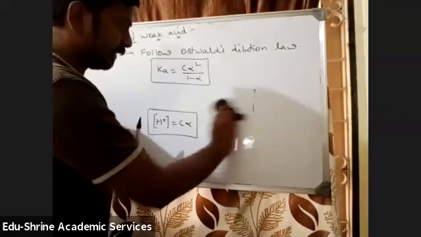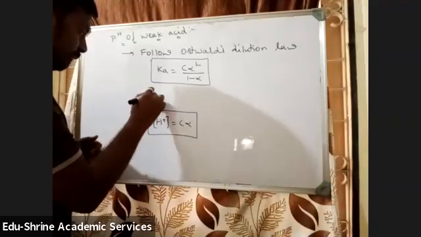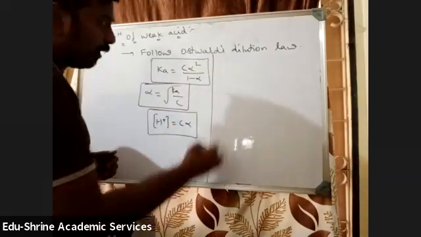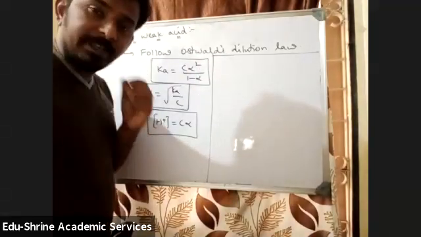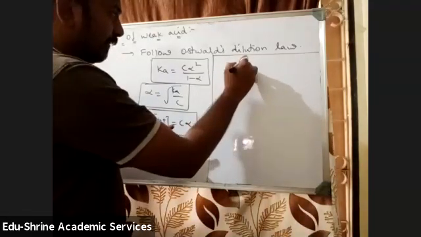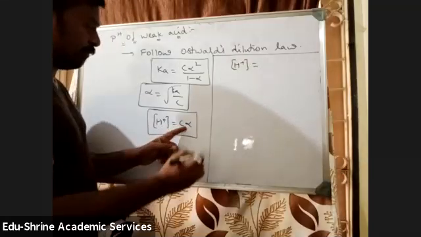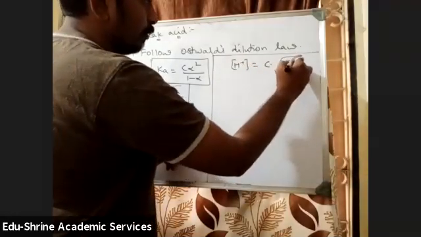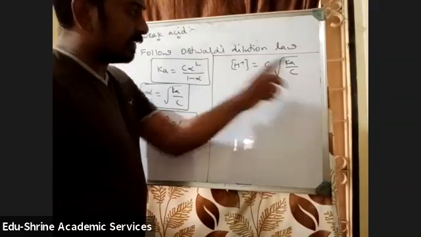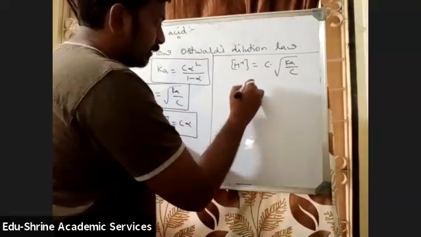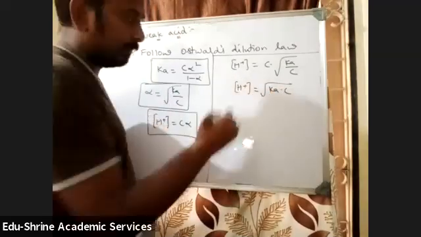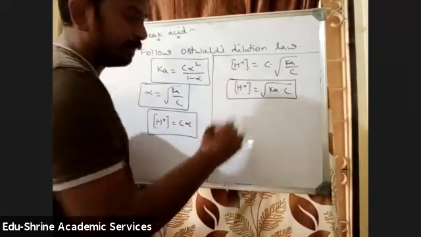Right? So here I will write this one. Alpha is equal to root Ka by C. So we need to derive the pH. How to derive the pH expression for weak acid? Very simple. I'll substitute the value of alpha here. So when I substitute the value of alpha, I'll get H plus is equal to C into root Ka by C. Instead of alpha, I'm writing root Ka by C. I'll send this concentration inside. Then you'll get H plus is equal to root Ka into C. Okay, na?